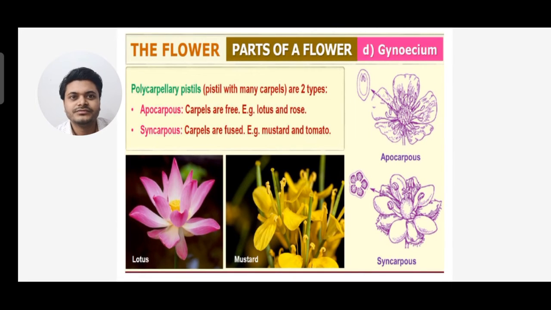Now the gynoecium can be a polycarpellary pistil, a pistil with many carpels. There are two types: apocarpous and syncarpous. When carpels are free, as in lotus and rose, it is called apocarpous. When the carpels are fused, as we can see in mustard and tomato, it is syncarpous. So in syncarpous the carpels are fused, in apocarpous the carpels are free.